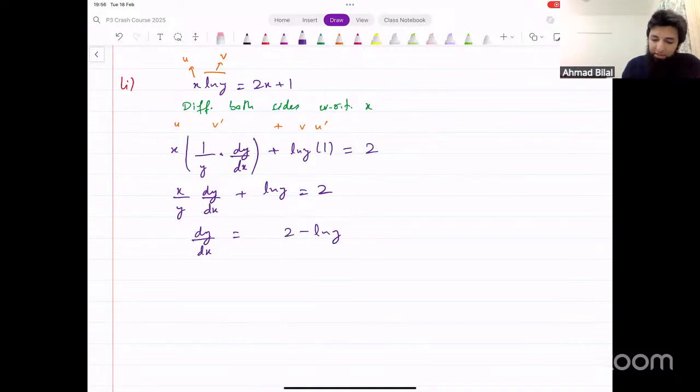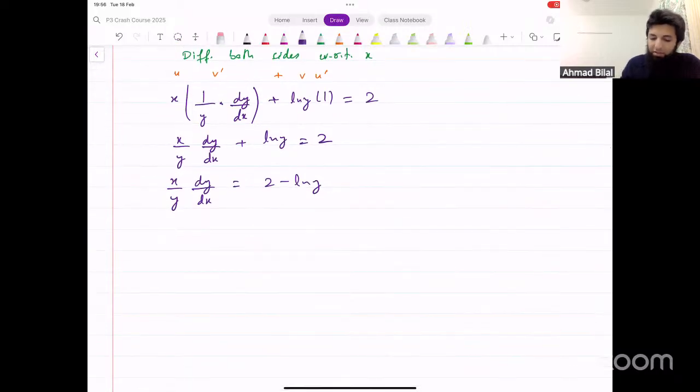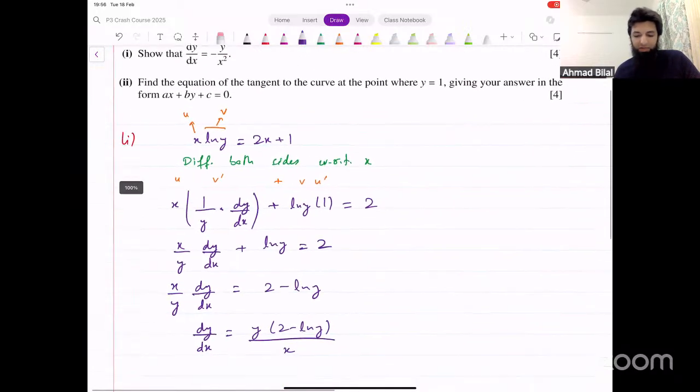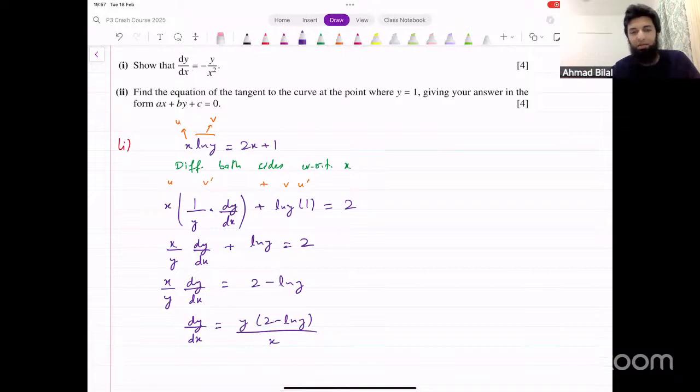And on the other side, we have x over y right now. Let's multiply y on the other side and divide x on the other side. And that ends up giving us dy over dx equals y times 2 minus ln y divided by x. This is what dy over dx turns out to be. This is what I'm getting at until this point.